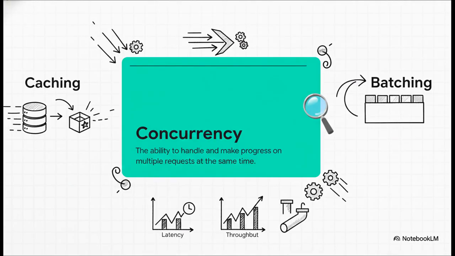And finally, we have concurrency. Think of this as your system's ability to juggle. Instead of handling requests one by one in this slow single-file line, a concurrent system can work on lots of requests at the same time. This dramatically increases its throughput, which is just the total amount of work it can get done.